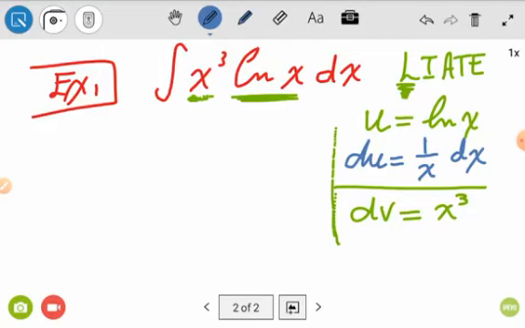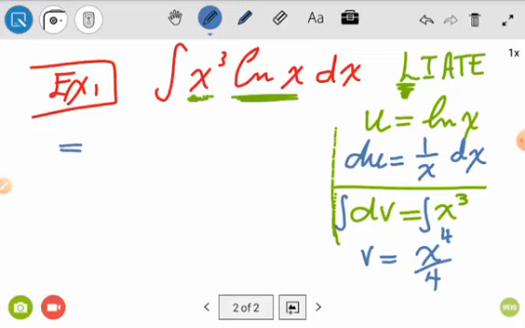To find v, you should take the integral of both sides. And what's the integral of dv? It is v. The integral of x to the power of 3, it's so easy. We're going to add 1 to the exponent and divide by the new exponent. Right? Okay. Then you substitute in the formula.